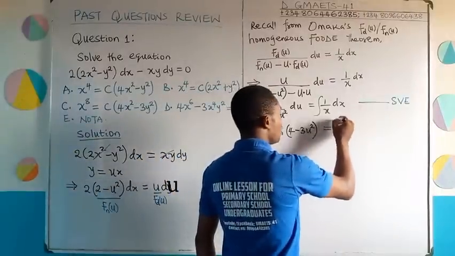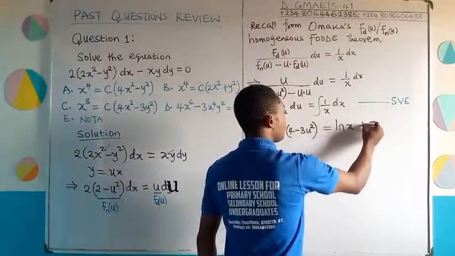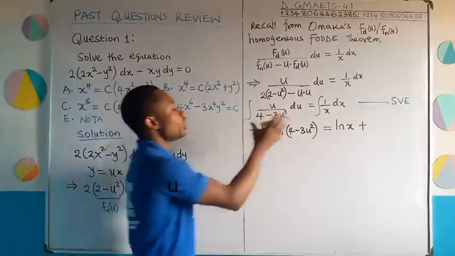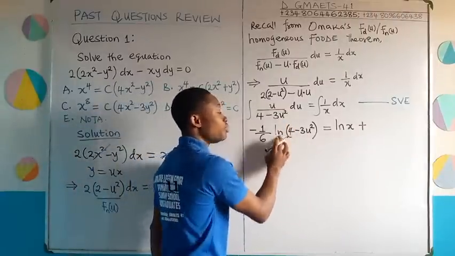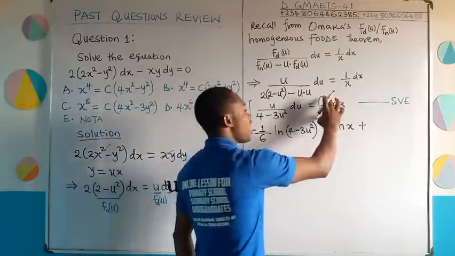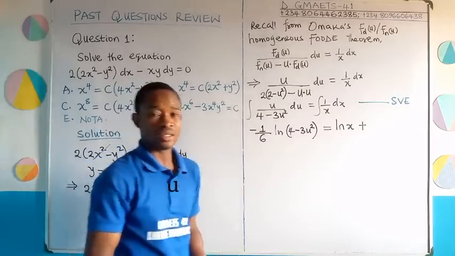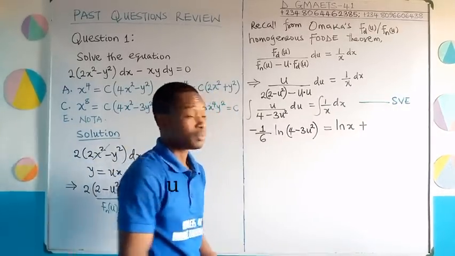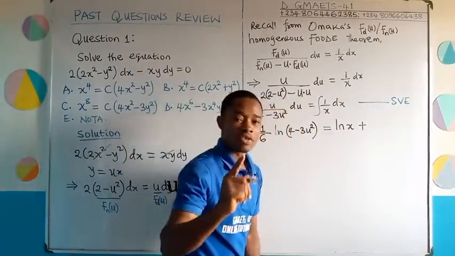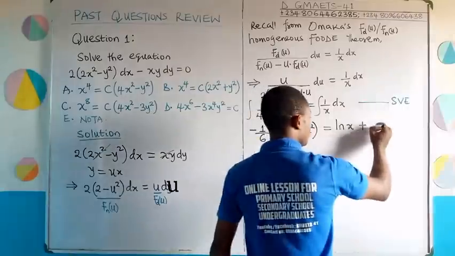So equal to the right hand side is ln x, then plus. Because the term we have here after integrating this bears ln, and the one we have on the right hand side also bears ln. You know, ln is logarithm to base e, so it shares the same properties as logarithm. For that reason, the constant of integration will be ln c.